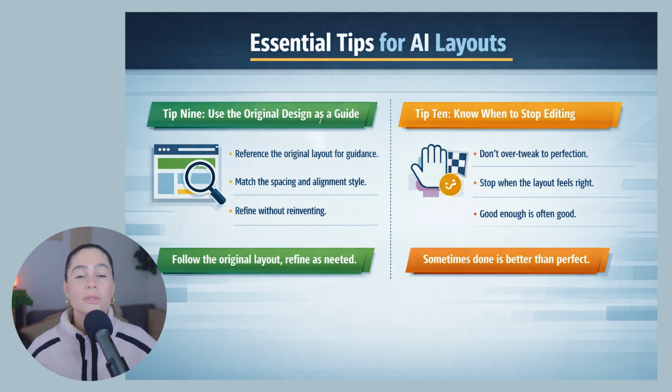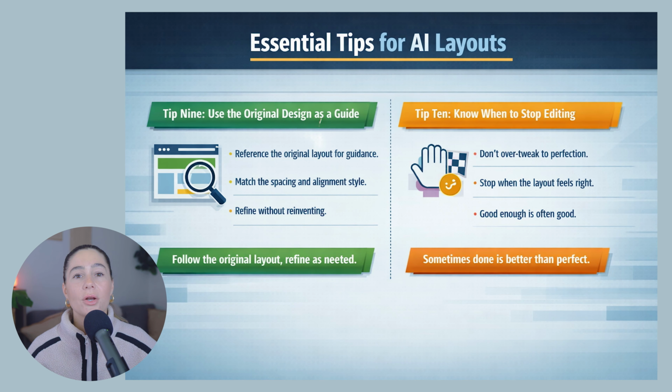Tip number 9, use the original design as a guide. Instead of guessing what looks good, use the original AI generated layout as a reference point. Look at how sections are spaced, how elements are aligned, and how content is structured. When you make changes, try to stay close to that baseline. You don't need to reinvent the design, you just need to refine it so it fits your brand.